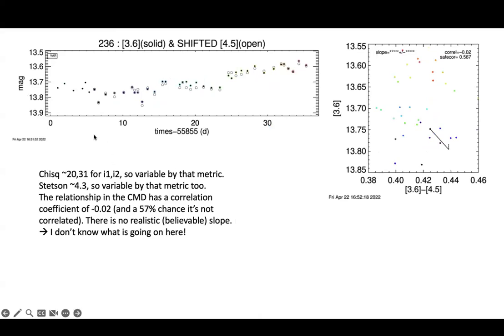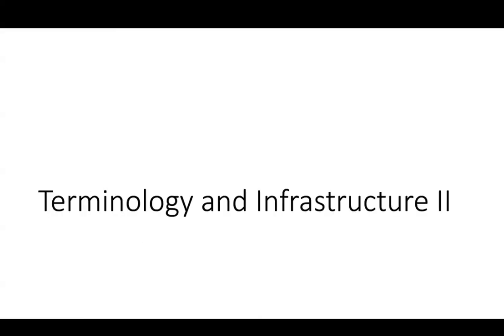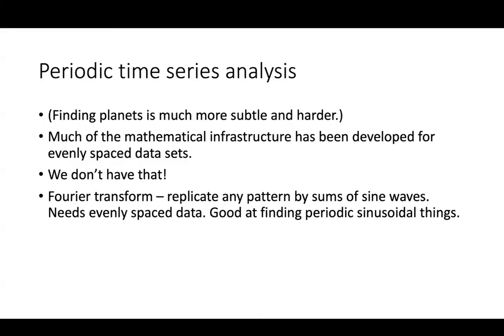This one, chi-squared is 20 for I1, 31 for I2, so it's variable. Stetson is 4.3, so it's variable by that metric. The relationship here has a correlation coefficient of minus 0.2 and a 57% chance it's not correlated. There is no realistic or believable slope here. I don't know what's causing the variability here either. Not a clue. All right, terminology and infrastructure beyond that. Periodic time series analysis. Remember, finding planets is much more subtle and harder than what I'm about to explain.